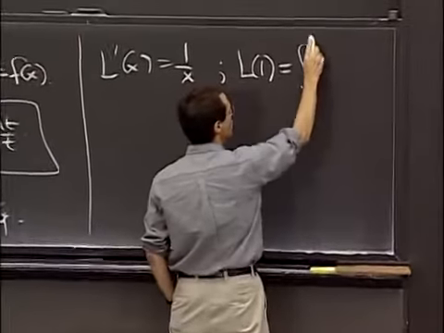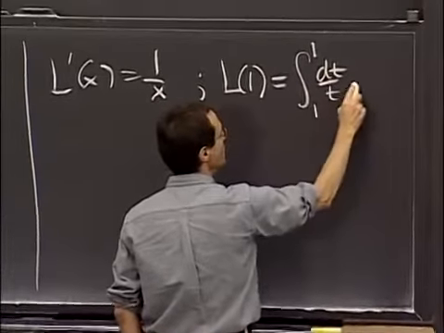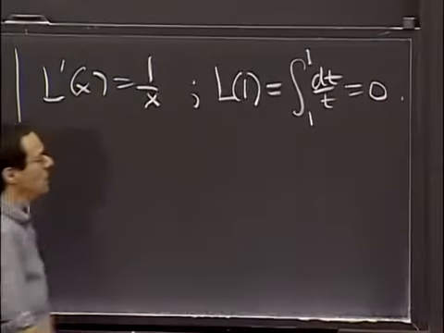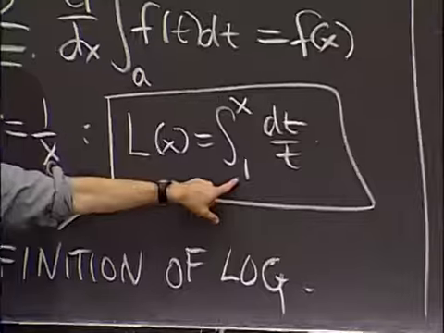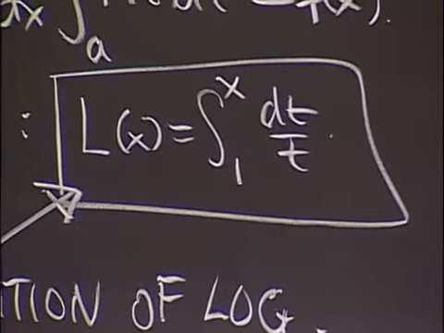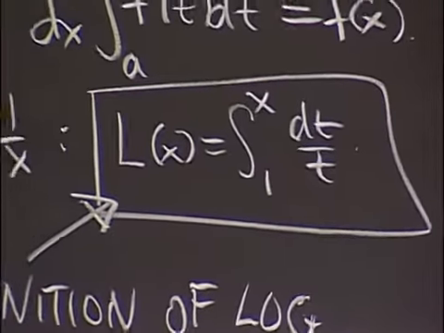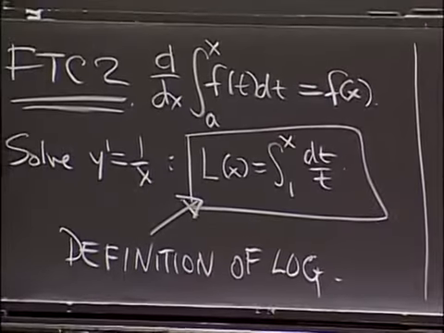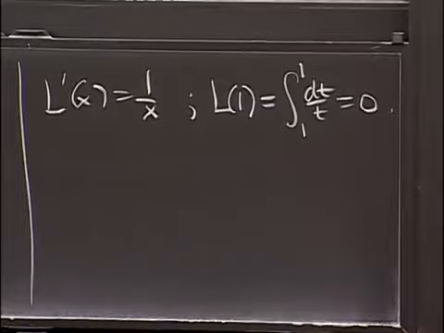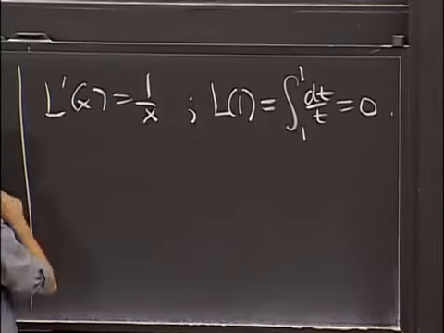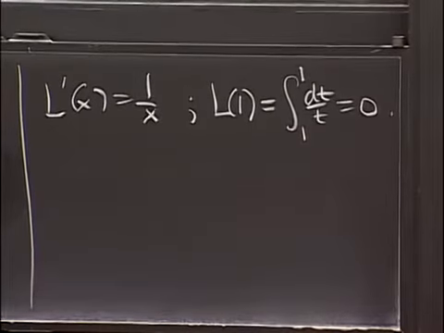And there we're getting the integral from 1 to 1 of dt over t, which is 0. And that's the case with all of these definite integrals. If you evaluate them at their starting places, the value will be 0. And together, these two properties specify this function L of x uniquely. Now, the next step is to try to think about what its properties are.